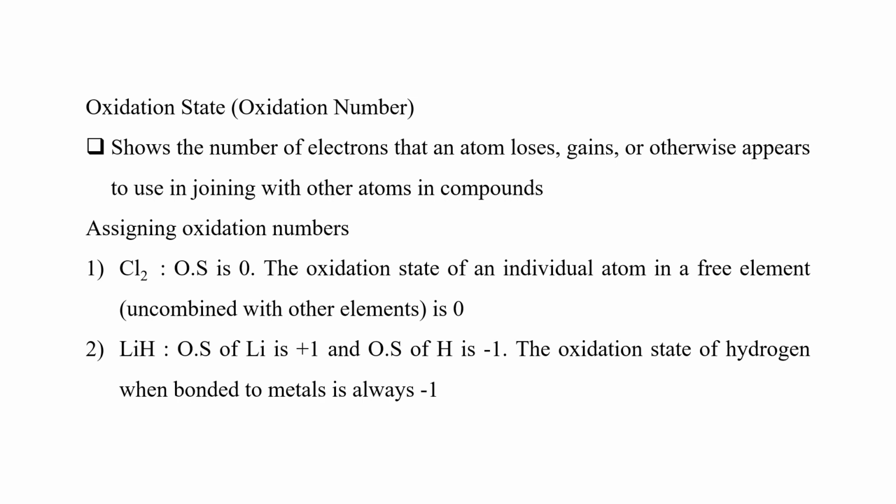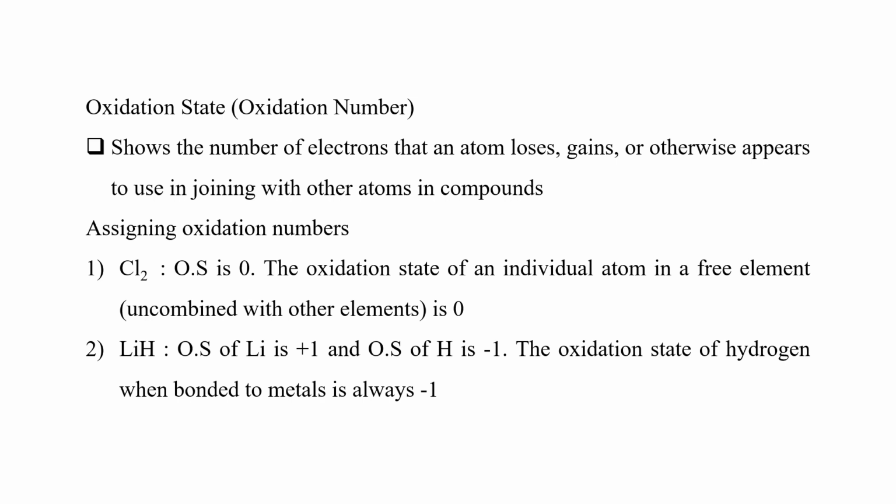Now, second example, we have lithium hydride. Lithium belongs to group 1. That means it has one valence electron that it has to lose to achieve the noble gas configuration. Remember that when atoms lose electrons, they become positively charged. Hence why the oxidation state of lithium is +1. The question is, what is the oxidation state of hydrogen in this case?